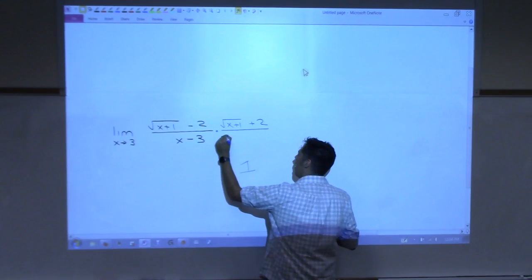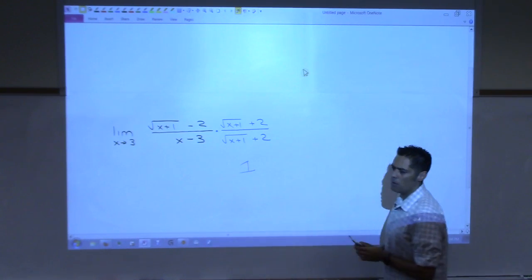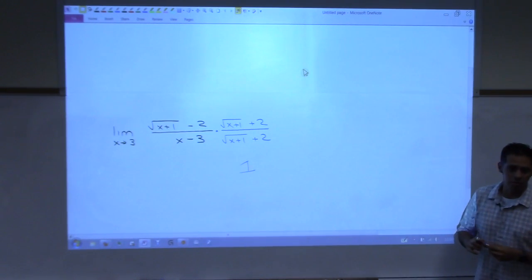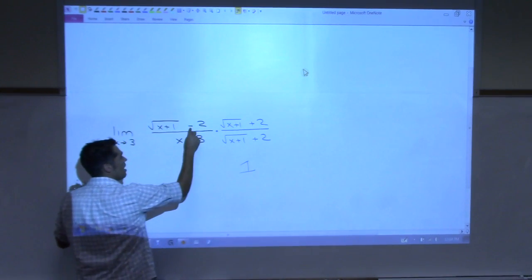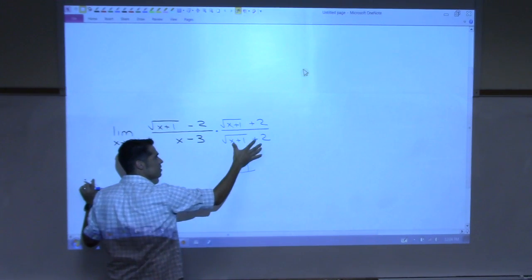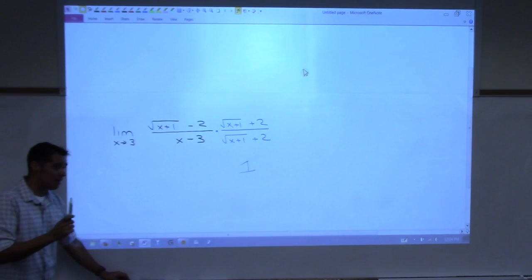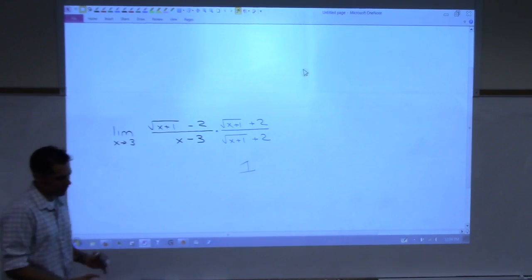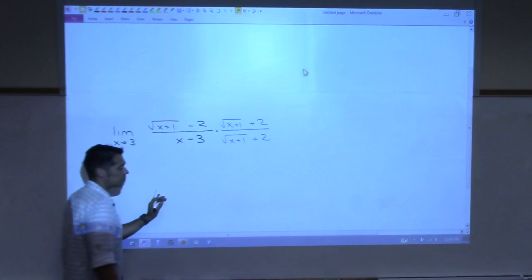And then on the bottom, I have to do the exact same thing. I only change the sign between the two things. Between the radical and the 2, I just change that sign. This was minus, I just write plus. That over itself should be 1, shouldn't it? So I'm not changing the problem. I'm being clever. This is almost like a trick, but you've probably seen it before, the conjugate thing.